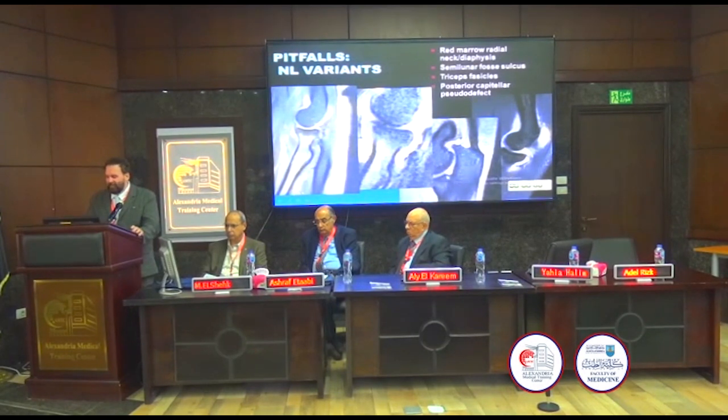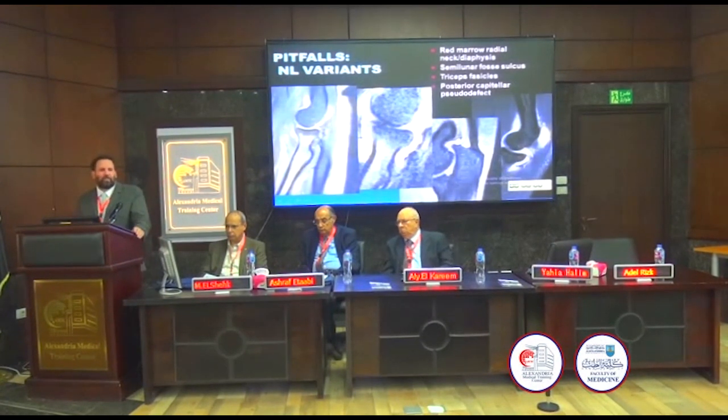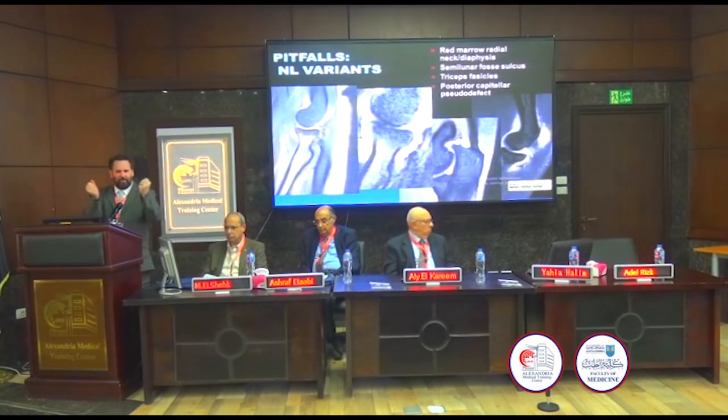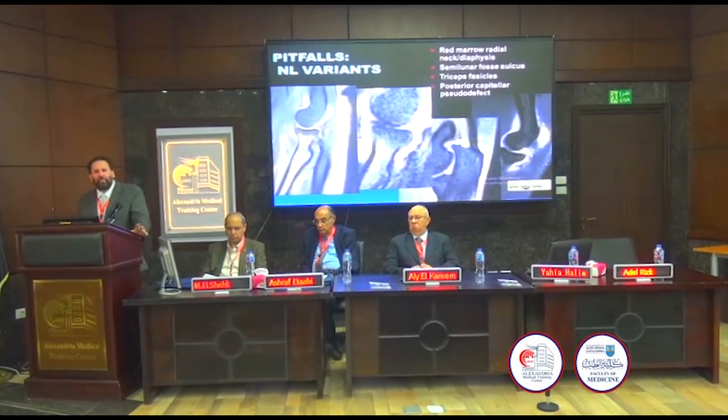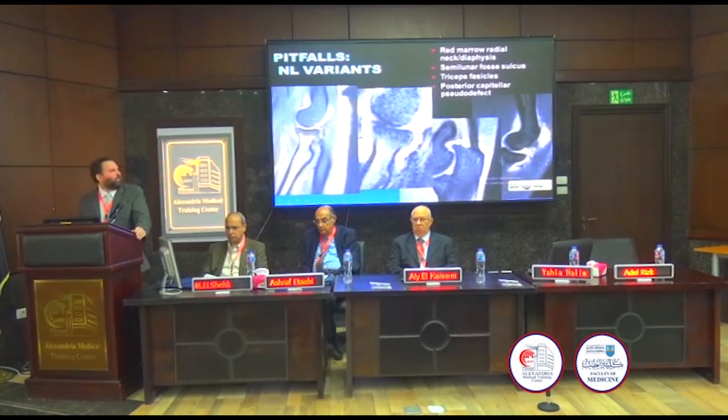The other normal variant is this crevice in the semilunar fossa of the ulna. The ulna embryologically is made up of two halves that come together. When they come together, you can get a little divot, as demonstrated here. That's not an osteochondral defect. That's a normal variant. Another normal variant that looks like an osteochondral defect is the posterior capitellum.